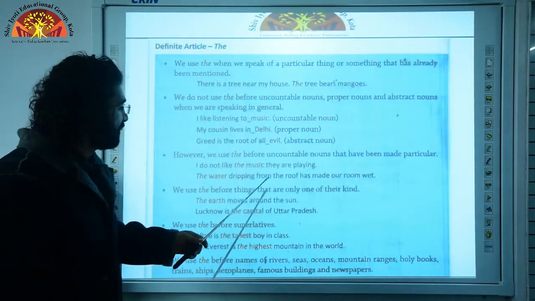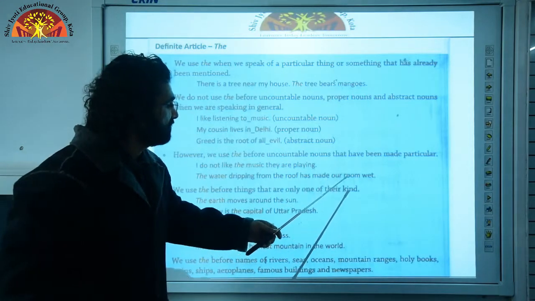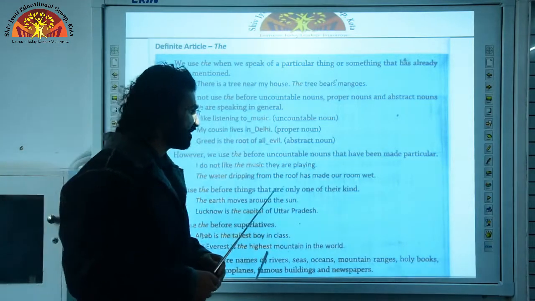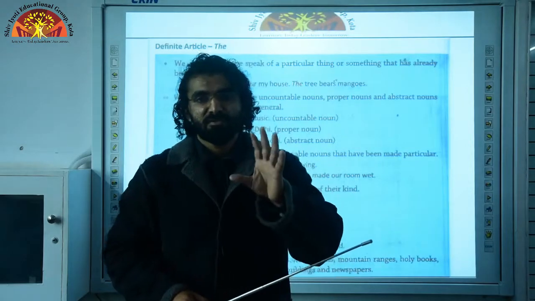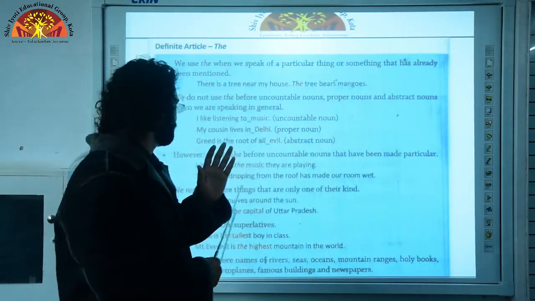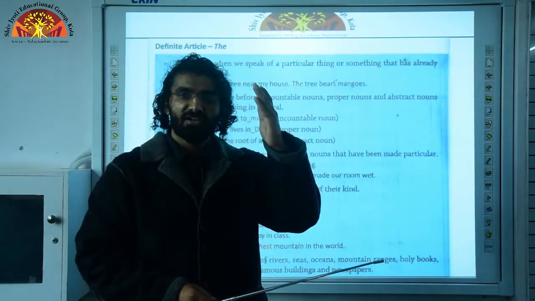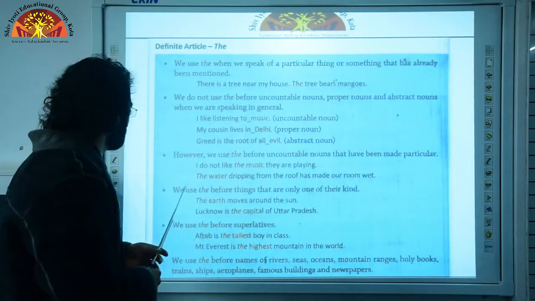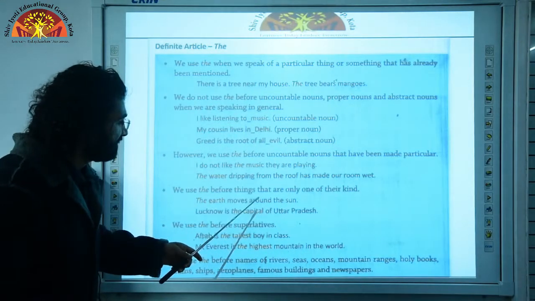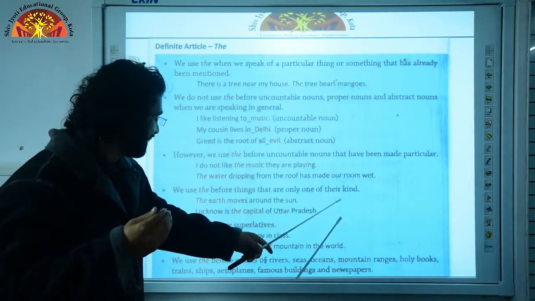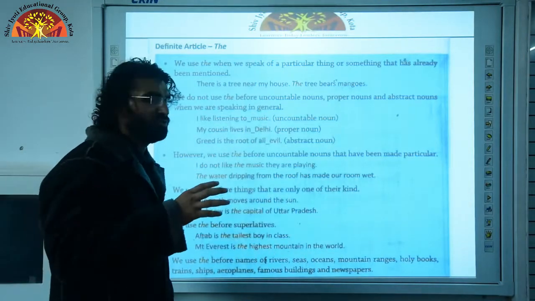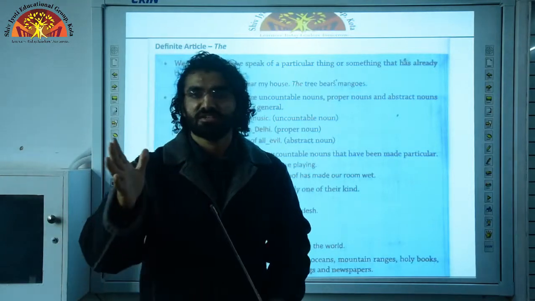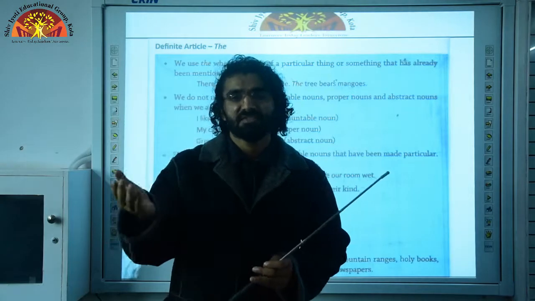The water dripping from the roof has made our room wet. Here we have used the article "the" here. Why? Because I'm talking about the water, the particular water which has been dripping from this roof. Alright, so I'm talking about the particular water, although there is no such thing happening here. It's just to make you understand. We use "the" before things there are only one of their kind. Alright, so which means we use "the" for unique things. Like there is no second sun, we just have one sun that gives us sunlight.